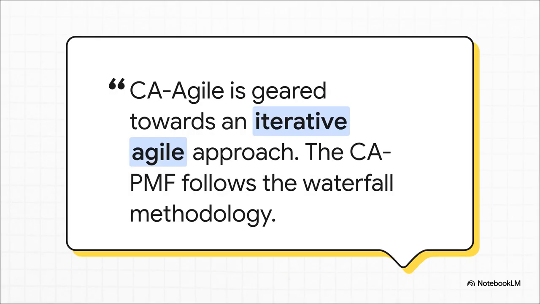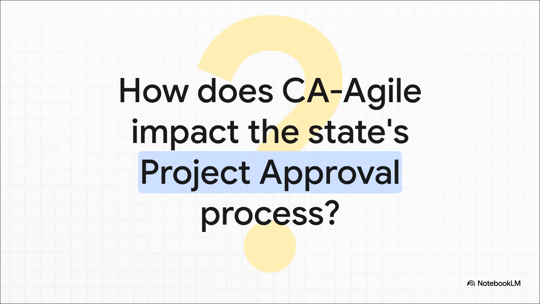Well, the short answer is they're for two totally different kinds of work. CA-Agile is the right tool in the toolbox for flexible, iterative projects. The older CA-PMF, that's the framework you stick with for those traditional, step-by-step waterfall projects. It's all about picking the right tool for the job. What about all the red tape? I mean, how does this new way of working affect the state's official and often very long project approval process, which is known as the PAL?